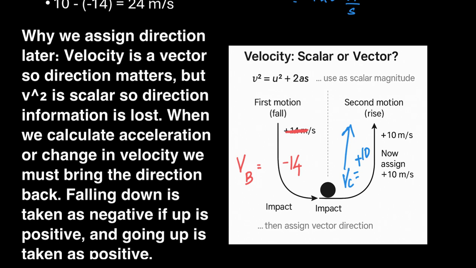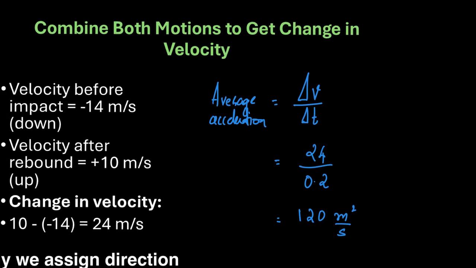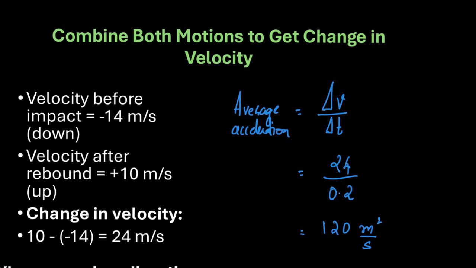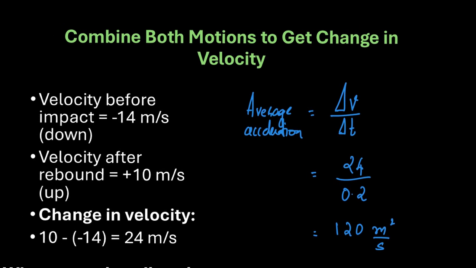Okay. So this is before impact, and this here is after impact. Now, when we get this, velocity before impact is minus 14 meter per second. Velocity after is 10 meter per second. Therefore, change in velocity is final velocity minus initial velocity, which is 10 final minus initial minus 14.